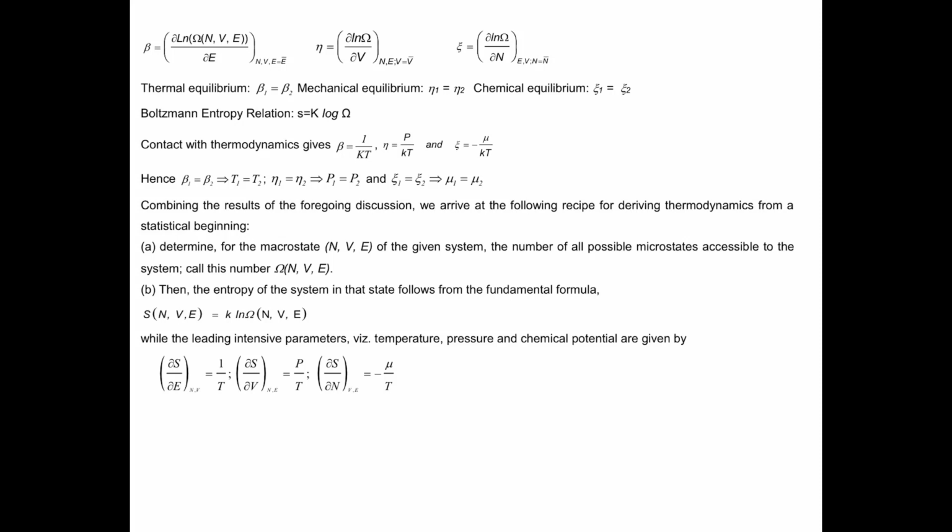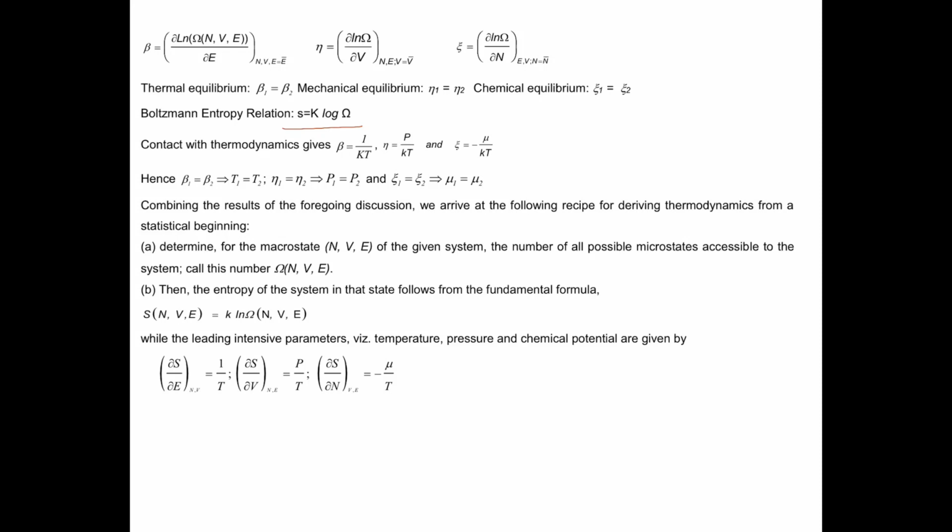Now for thermal equilibrium we have seen beta 1 is equal to beta 2, mechanical equilibrium means eta 1 equal to eta 2, and chemical equilibrium is reached when zeta 1 is equal to zeta 2 for the two systems. We have also shown the Boltzmann entropy relation, which is S equal to K log omega.